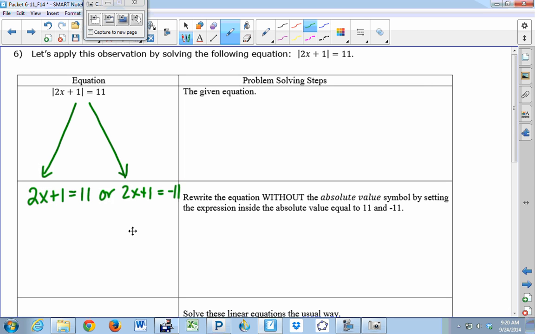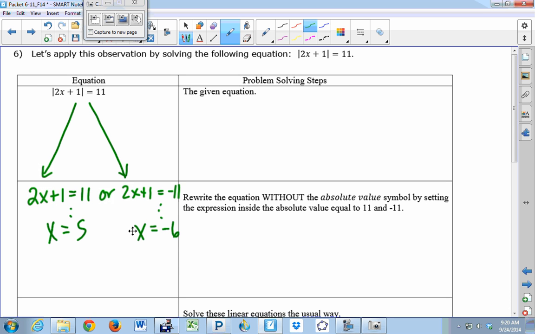Okay, so one of them just says, hey, if I'm 11, I'm cool. You solve this, there's no problem. You get x equals 5. I'm not going to go through that. You can solve that easily. You go back and check. 2 times 5 is 10 plus 1, 11. Cool. This is going to be x equals negative 6 when you solve that. Go back. 2 times negative 6 is negative 12 plus 1 is negative 11. Absolute value of negative 11 is 11.